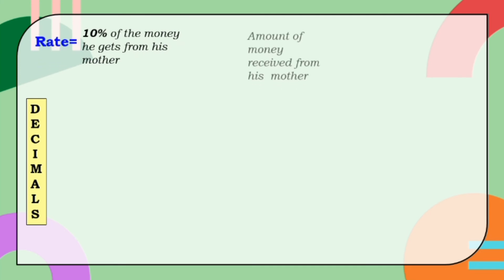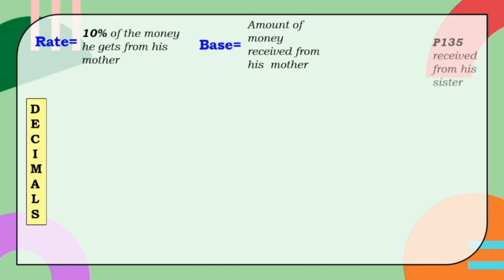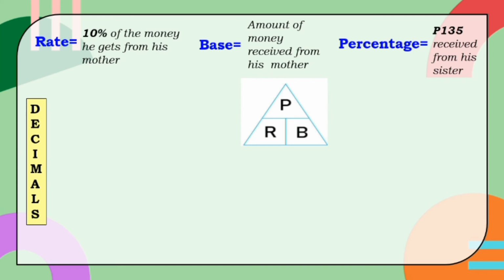Using decimals, gamit pa rin ang same problem. The given are 10% of the money he gets from his mother, rate. Amount of money received from his mother, base. 135 pesos received from his sister, percentage. Using Tatian's triangle, R, 10%. P, 135. B, N. So the formula is base equals percentage divided by rate.